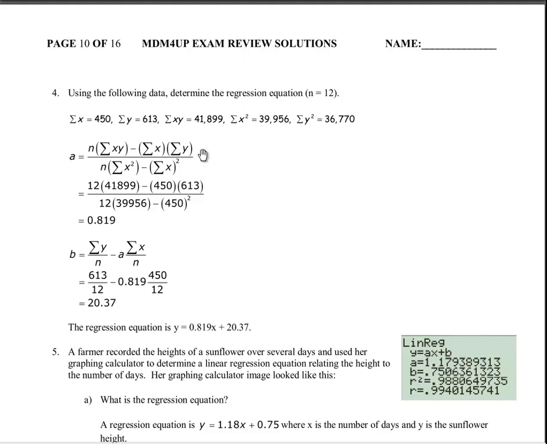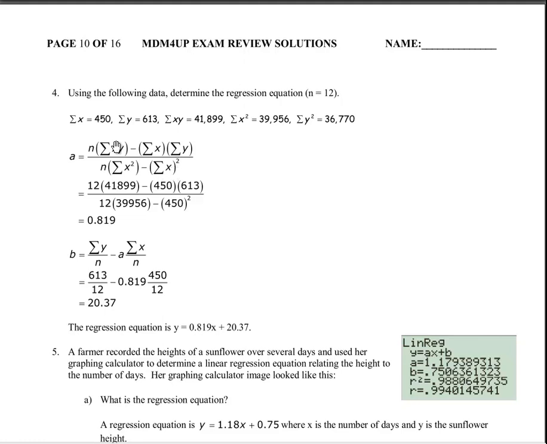In question number 4, we're asked to find the regression equation, and we're given that there are 12 data points, n is 12. And this is what you're given. The formula to find a, which is the slope of your regression equation, is n times the sum of xy, the product xy, minus the product of the sum of x and the sum of y, divided by n times the sum of x squared minus the sum of x, all squared.